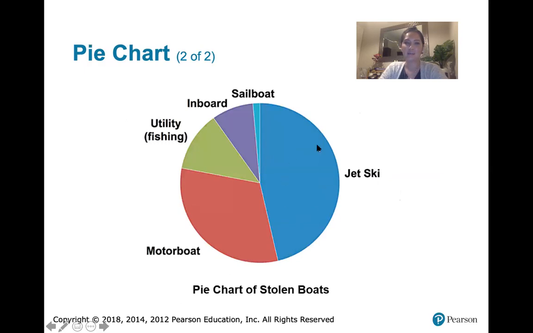Jet ski boats, I guess. Boats containing jet skis. I actually don't know how jet skis are stored. Apparently those were stolen the most, and then motorboats were stolen the second most, and then utility or fishing boats were stolen the third most, and so on. That's my interpretation of this data without context. So yeah, this is an example of a pie chart.